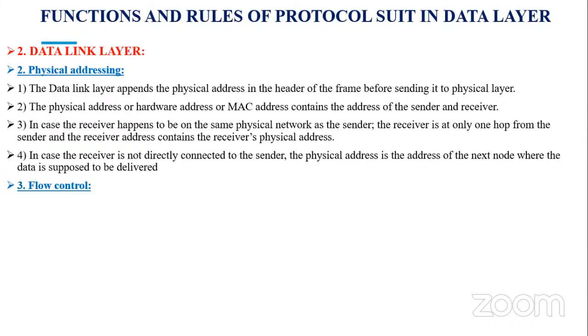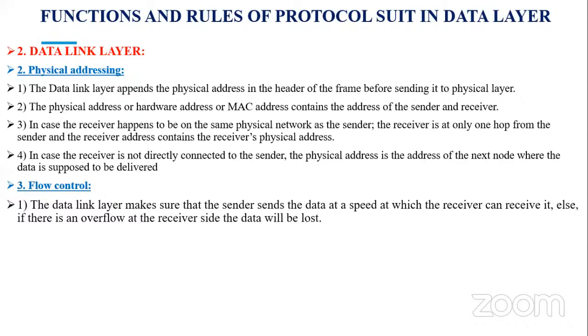Then it will take care of flow control, meaning how this data will flow. The data link layer makes sure that the sender sends the data at a speed at which the receiver can receive it. Otherwise, if there is an overflow at the receiver side, then data will be lost. So the data link layer also takes care of flow control. That means: what is the possible speed at the receiver side? Only that much speed, data will be transmitted from sender to receiver.